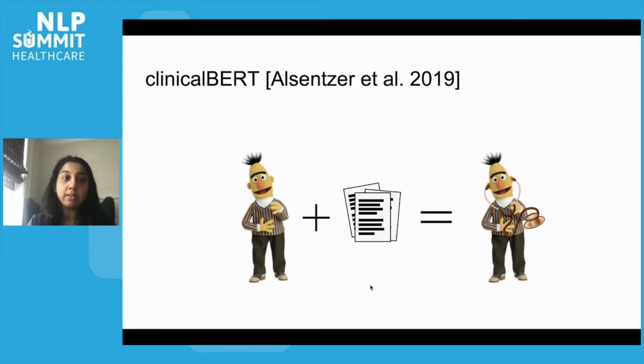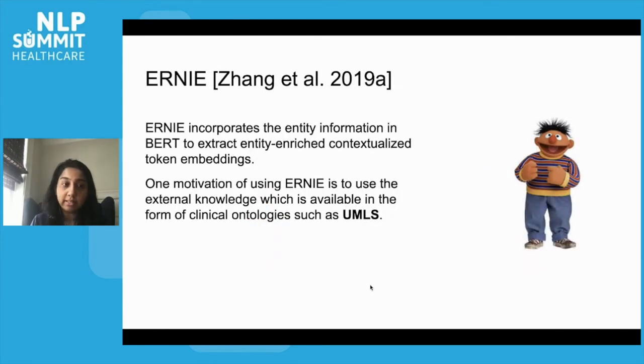Clinical BERT is a model that was presented that essentially fine-tunes BERT on clinical data, and so it makes BERT more aligned with the way information is expressed in clinical notes found in MIMIC. So there's clinical BERT, and then there's ERNIE, which incorporates entity information into BERT to create these entity-enriched contextualized embeddings of a token. The motivation for using ERNIE is to use external knowledge that is available in clinical ontologies like the UMLS, and use that to help, at least indirectly, the question answering process.